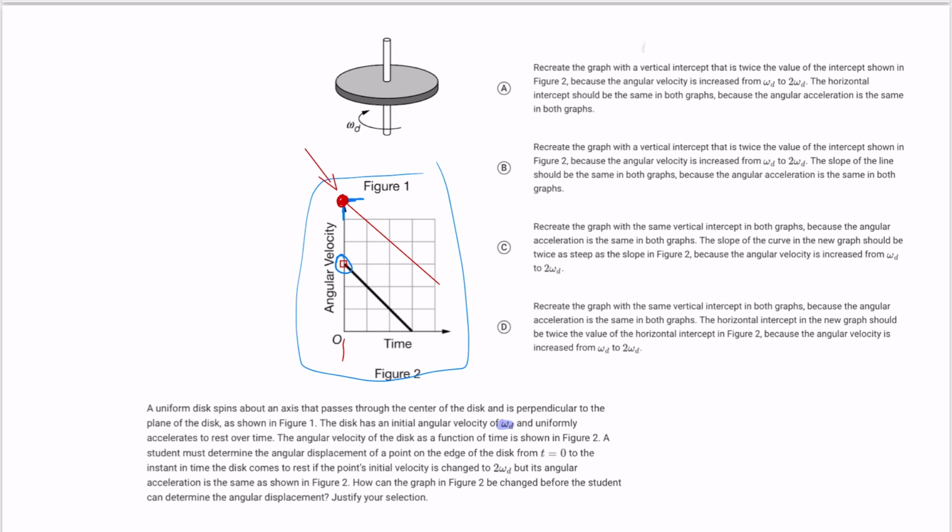Okay, that's not going to be true, because clearly this graph is going to touch somewhere else on this horizontal intercept than this graph is. So let's move on to B.